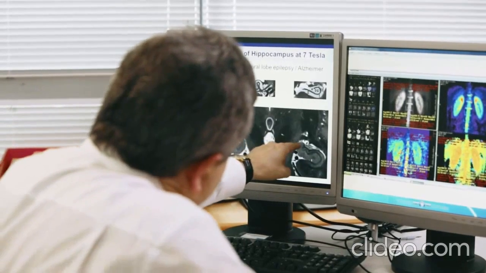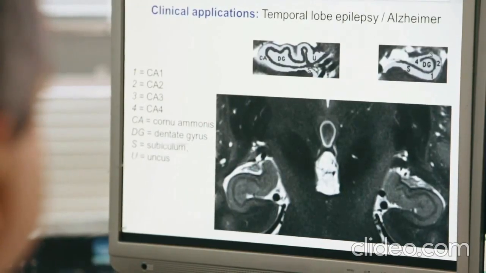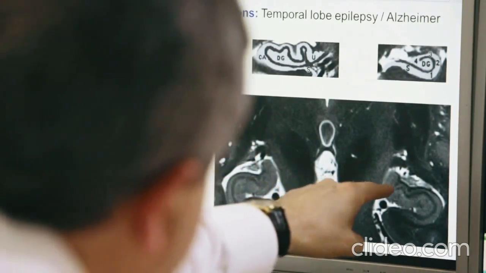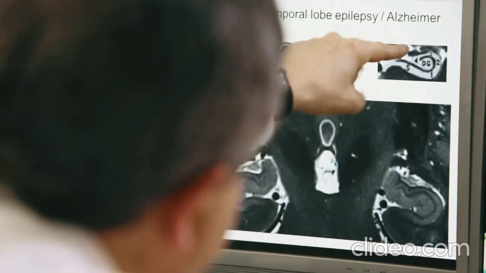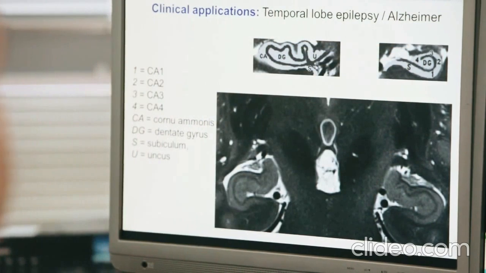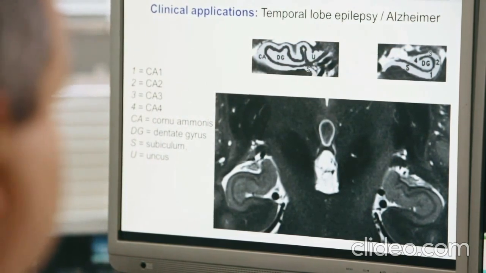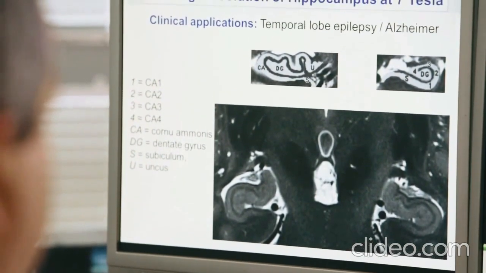And when we look at the in vivo image, which is shown here on both sides with the hippocampus, we can nicely correlate each of the different subunits in correlation to the diagrams which show what we should see in the hippocampus.